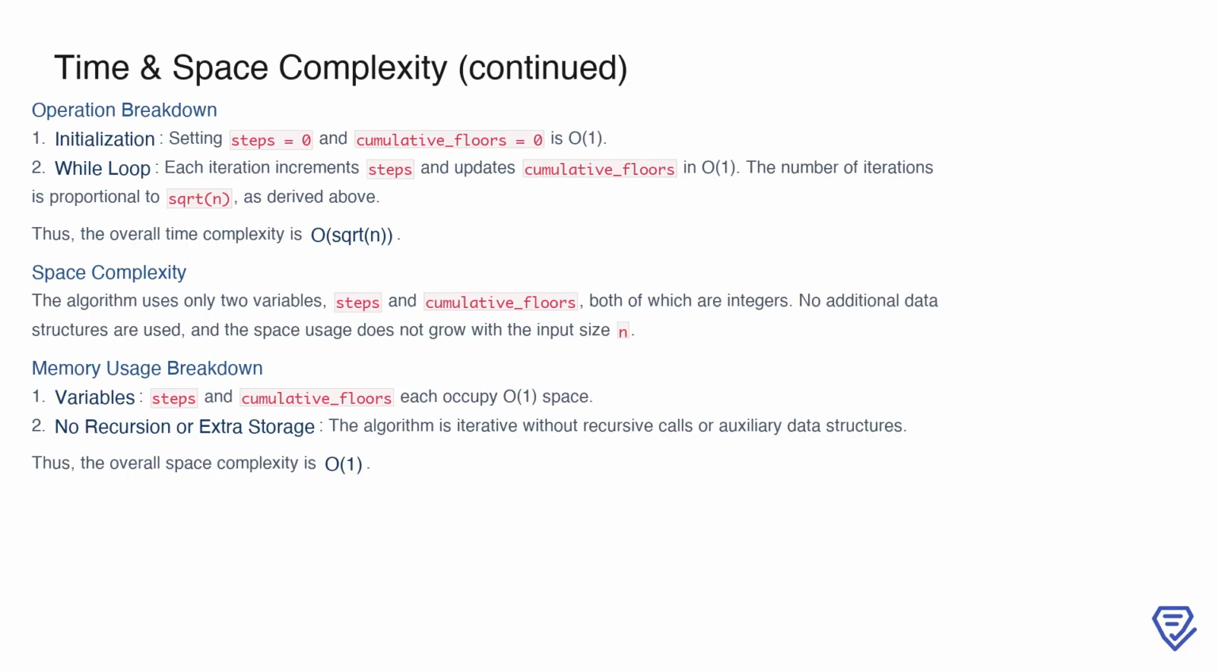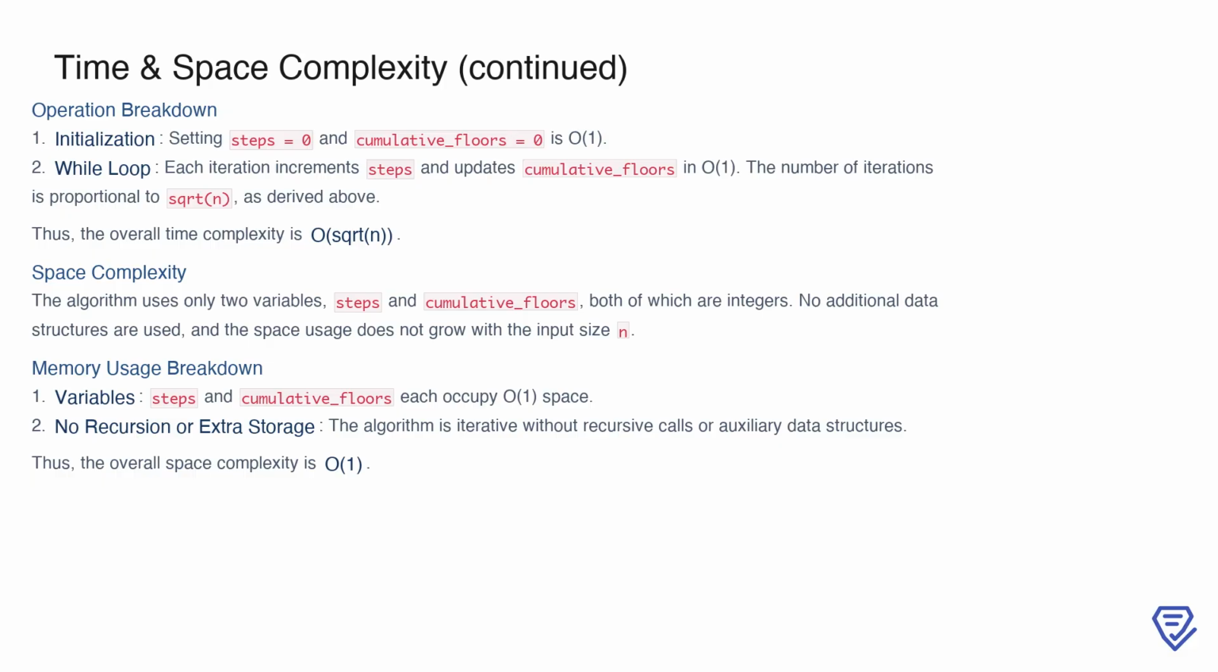Breaking down the operations further, we start with the initialization of two variables, steps and cumulative_floors, which is a constant time operation, O(1). The main computation happens inside the while loop, where each iteration increments steps by 1 and updates cumulative_floors in constant time. Since the number of iterations is proportional to sqrt(n), as derived earlier, the total time complexity of the loop is O(sqrt(n)).